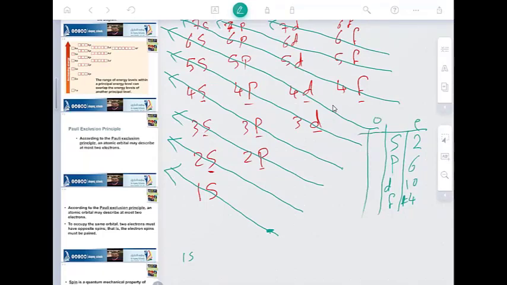If the orbitals: S has 1 orbital. Here, there are 3 orbitals for P, 5 orbitals for D, 7 orbitals for F. And each orbital can carry 2 electrons.